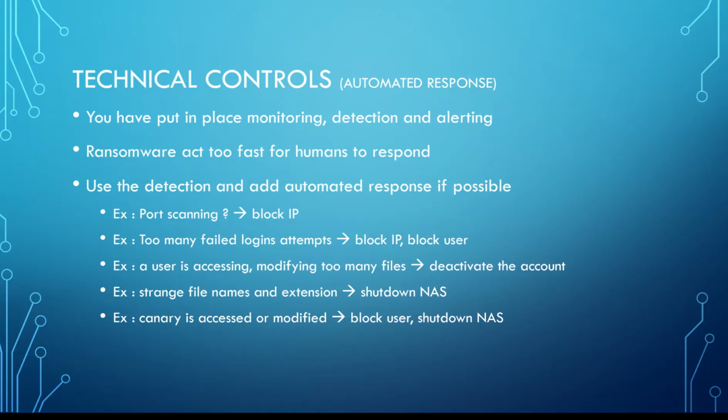So for example, if someone is scanning your ports, you block its IP. If you've got too many failed login attempts on your NAS, block the IP and block the user. If a user is accessing or modifying too many files, or the canary file, for example, you could deactivate the account. If strange file names or extensions are present on the system, shut down the NAS, for example. And the canary, I already said it, you can block the user or shut down the NAS. That depends on what you are ready to do and what could impact the business. If you're a home user, you don't care about your business, you just turn it off in order to avoid the ransomware encrypting too many files.